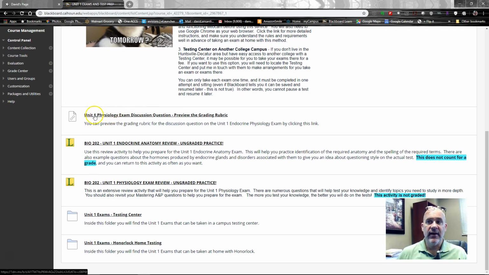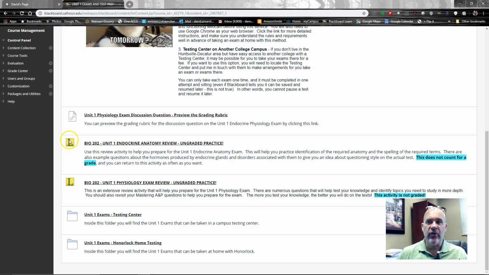In the units, in this folder, I will also have discussion question rubrics. That's like the scoring chart for each exam. Almost all the exams have 1 discussion question on them, and that gives you a preview of how your question is going to be scored. What am I going to be looking for? So that will give you some big clues about what the discussion question topic and so forth will be and what you're going to need to address.